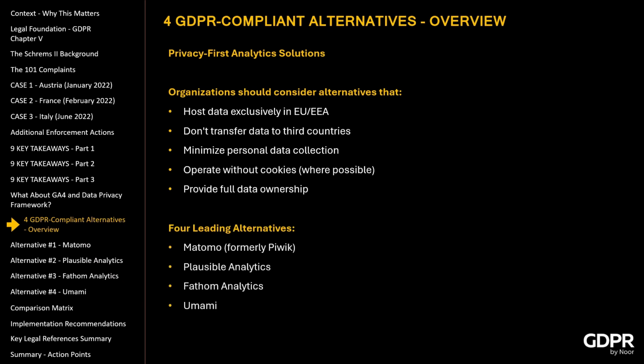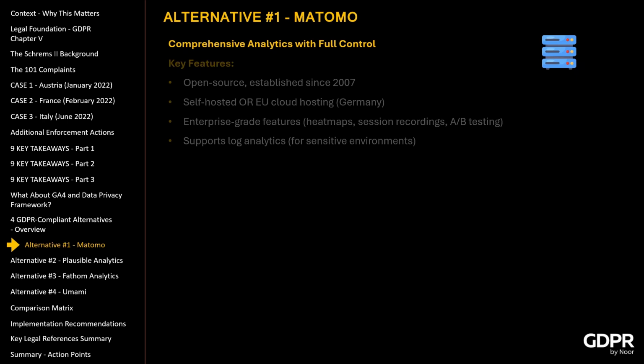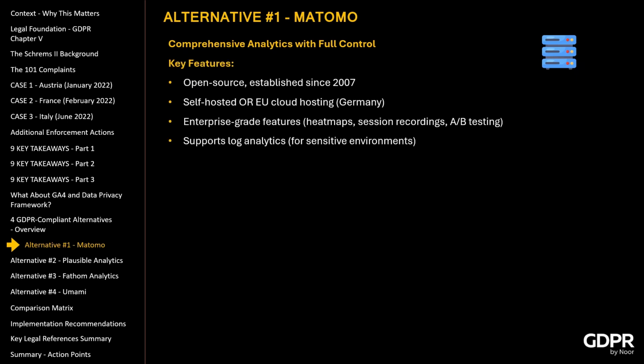The four leading options you will examine next are Matomo, Plausible Analytics, Fathom, and Umami. Each offers a different balance of features, simplicity, and control, but all provide a sustainable GDPR-compliant alternative to Google Analytics. Alternative 1: Matomo. Matomo is the most feature-rich and enterprise-ready GDPR-compliant alternative to Google Analytics.